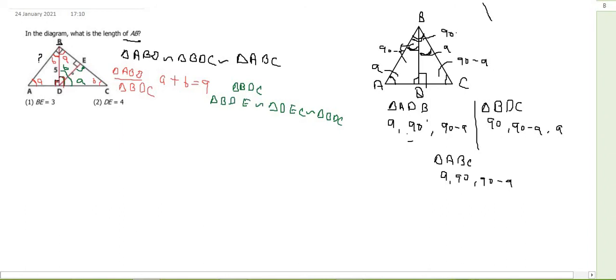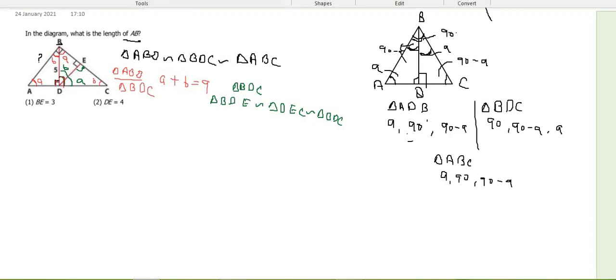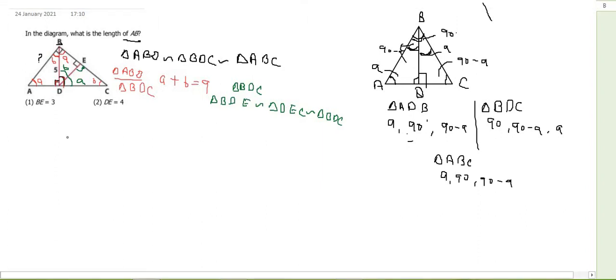Okay, now we have evaluated the question stem. Let's move on to the statements. Let me change the color again. So, statement 1 says BE is equal to 3. You are given the length of BE.